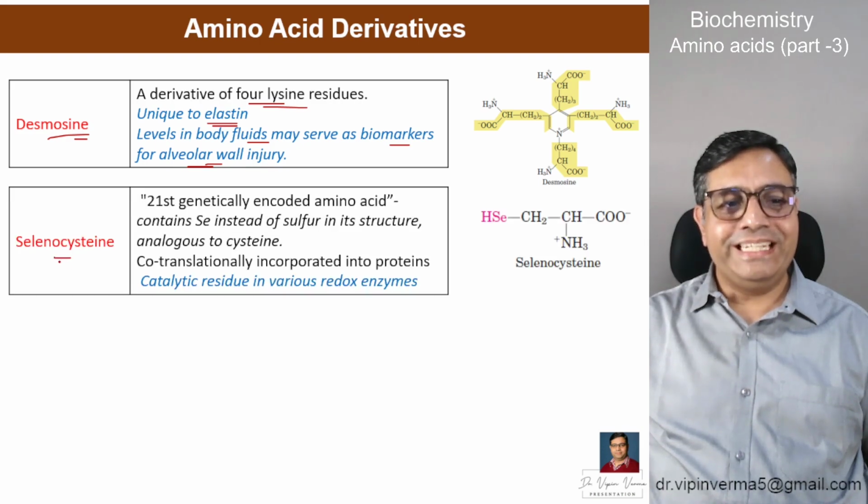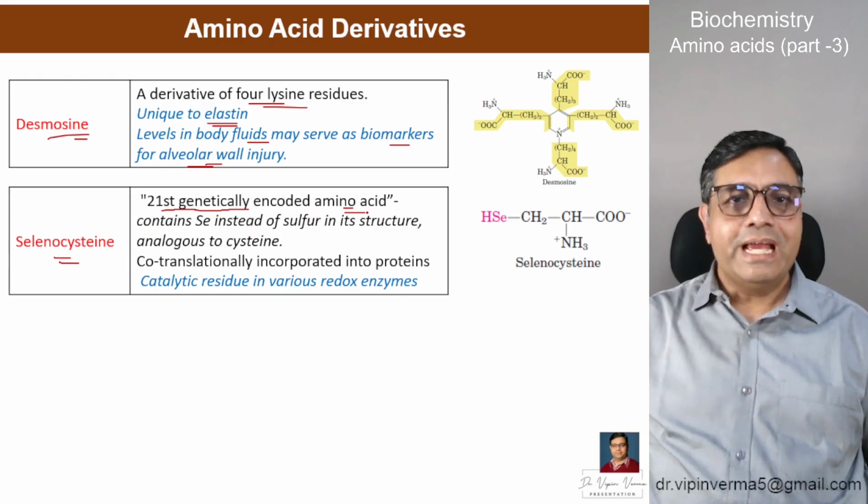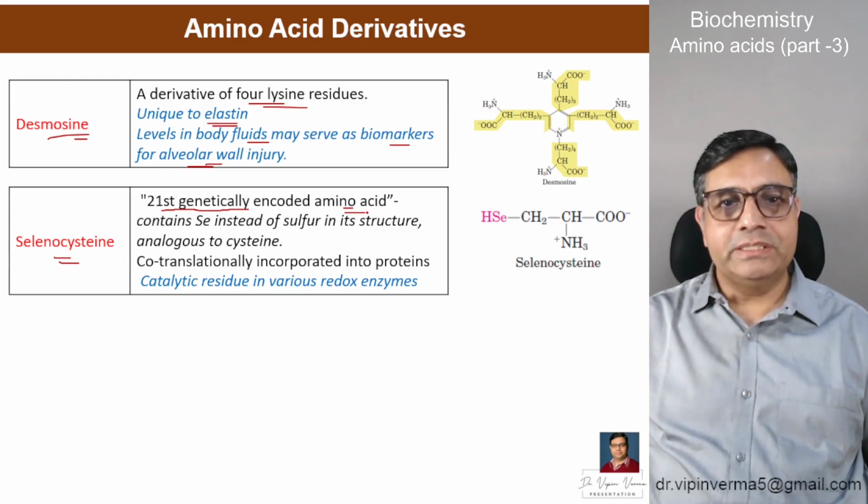Then selenocysteine. Now this is something very much unique. Why? Because this is considered as the 21st genetically encoded amino acid. So you know that we have the 20 common amino acids which we just saw. Selenocysteine contains selenium instead of sulfur in its structure, and it is analogous to cysteine here. So this is co-translationally incorporated. Remember, co-translationally incorporated into proteins, and it makes the catalytic residues in various redox enzymes.